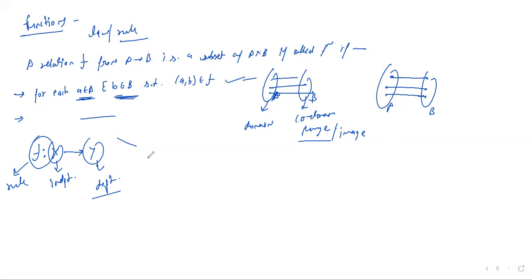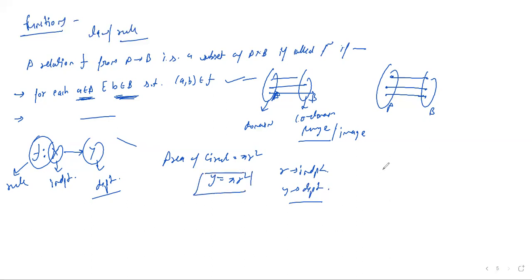Let's see it like this. If I'm talking about the area of a circle, what is the area of a circle? It is pi r square. Let's depict it as y equals pi r square. Here r is the independent variable and y is the dependent variable, and it is also a function. Here is the circle, and this is the radius. By putting in the value of the radius we can get our area, which is y. So this is technically a function.